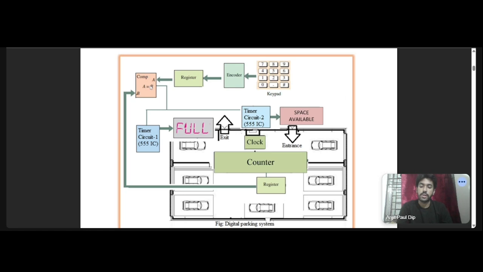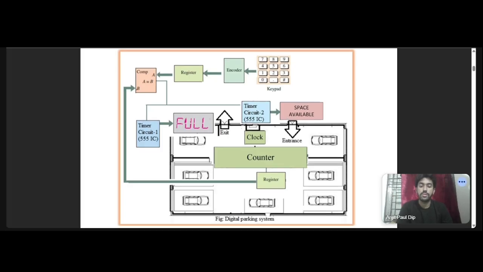Then based on the comparator's decision, we blink two lights, but one at a time. If the count of cars has reached the maximum capacity, then it shows full, and if it is not the case, then the timer circuit 2 blinks space available lights. Both signboards are 7 segment displays.